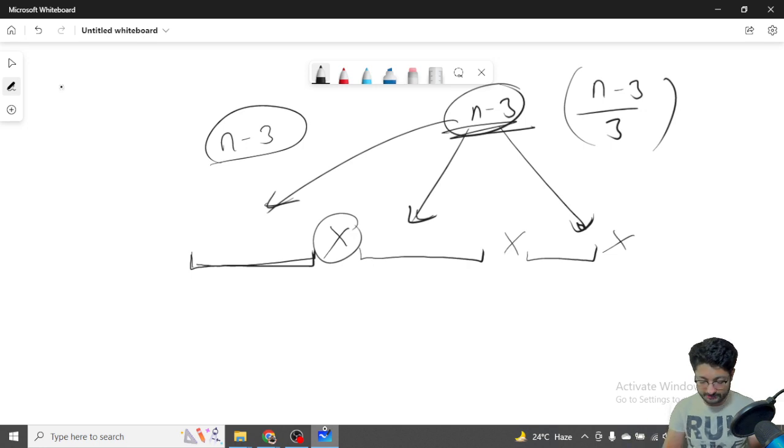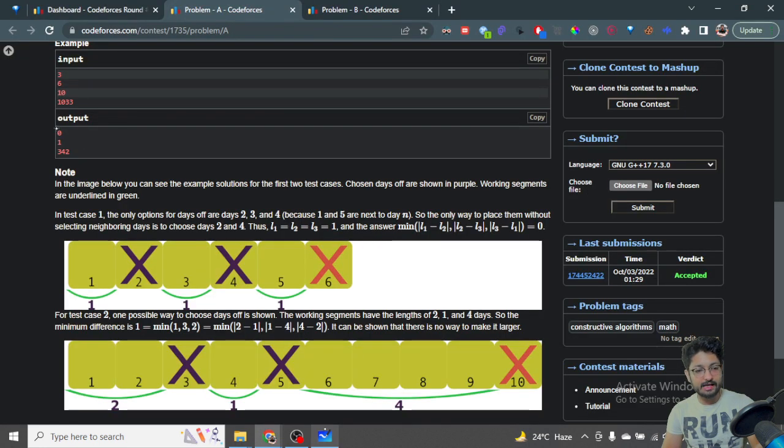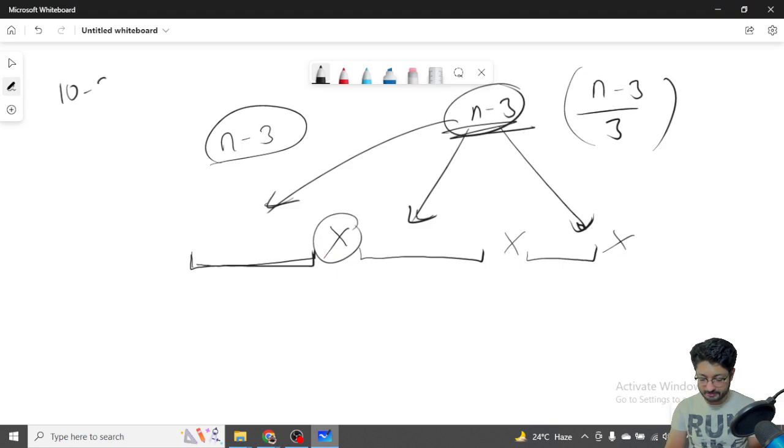Let's take one example to understand this. Let's say I have 10 days. 10 minus 3 means that I now have 7 days left. For those 7 days, I have to fill between these 3 segments. So 7 divided by 3 is equal to 2.